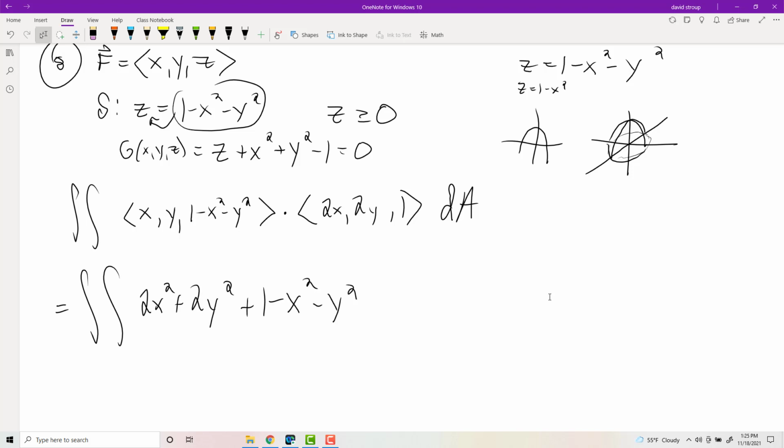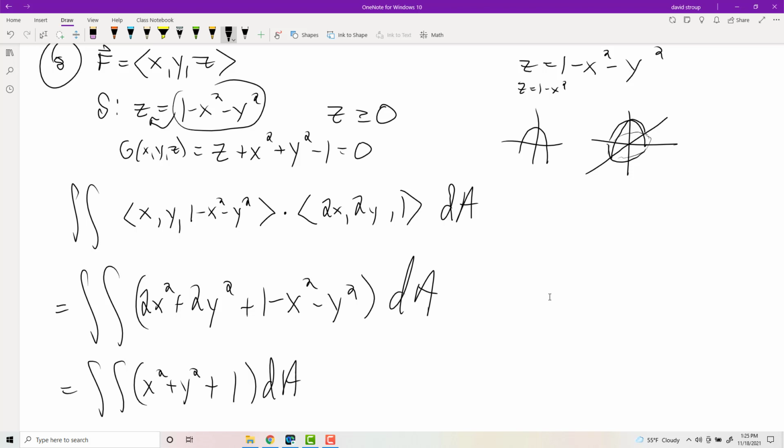Okay, so here I'm taking the dot product, and hopefully it'll simplify, and you have to use polar coordinates to do the integration. So you get x squared plus y squared plus 1, and then dA. Yeah, so I'm going to go to polar coordinates, get the double integral of r squared plus 1. Okay. Don't forget your other r from the r dr d theta.